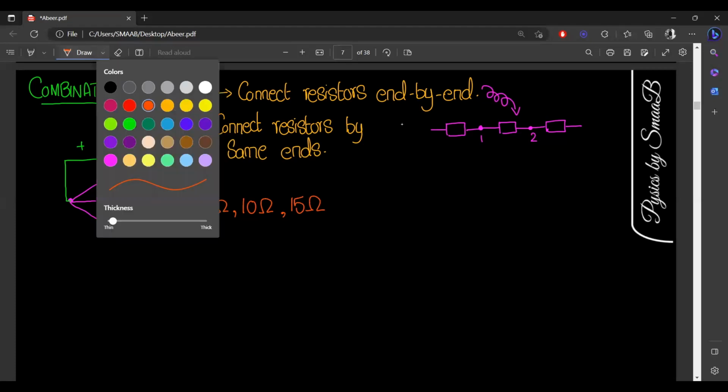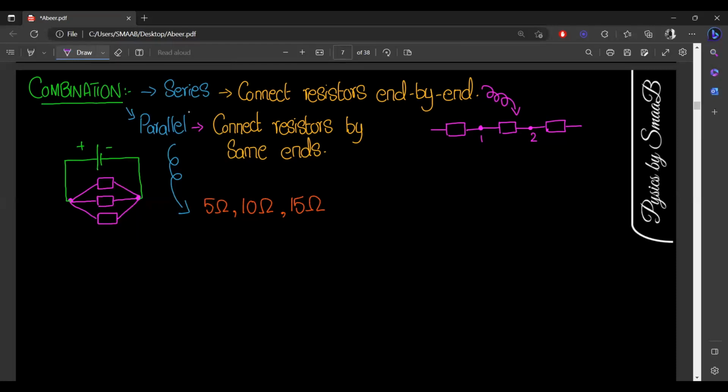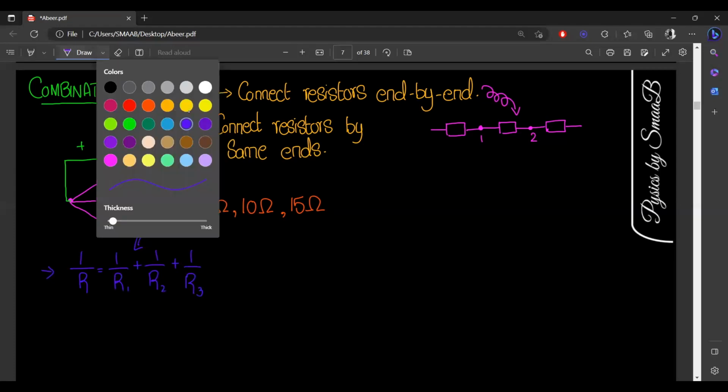So for that purpose, we need to first find out what will be the output of parallel combination. When we are talking about parallel combination, the output of parallel combination will be like 1 over R is equal to 1 over R1 plus 1 over R2 plus 1 over R3. So this is the combination of parallel resistors, right?